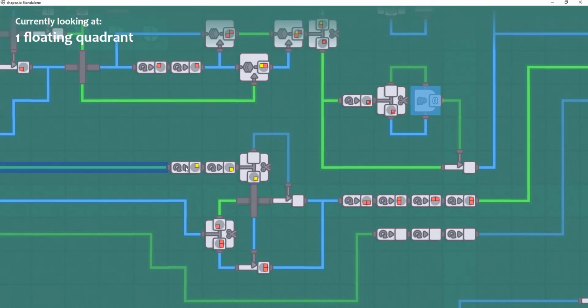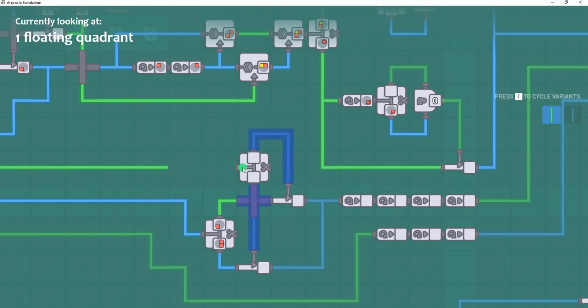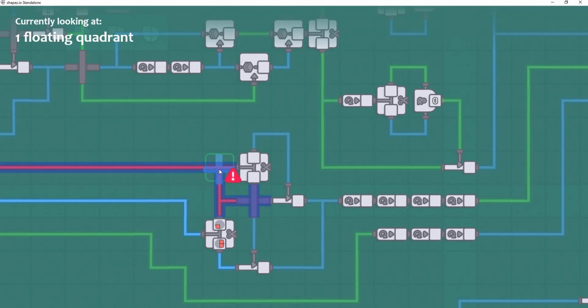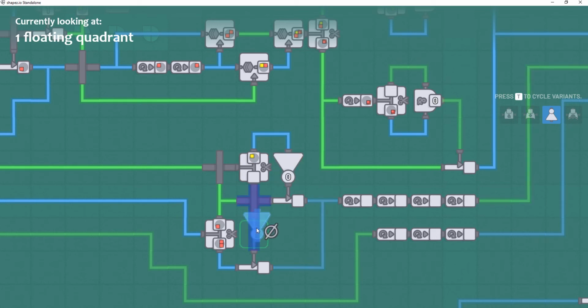right? I could do this with rotation, but it would work equally well with NOT gates, for example, right? If I do it like so, and I put 2 NOT gates here, exactly the same result, right? This achieves exactly the same thing.